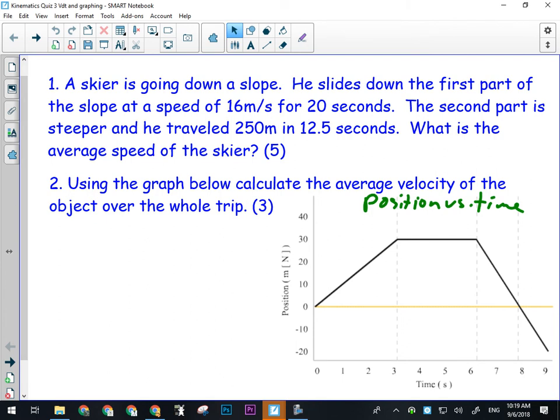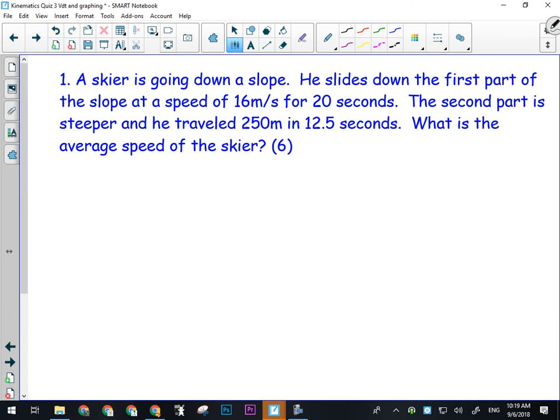Okay, so for question number 1, we have this skier going downhill. He slides down the first part of the slope at 16 meters per second for 20 seconds. The second part is steeper, so he travels 250 meters in 12.5 seconds. We're looking for the average speed of the skier. So here's what we have to do.